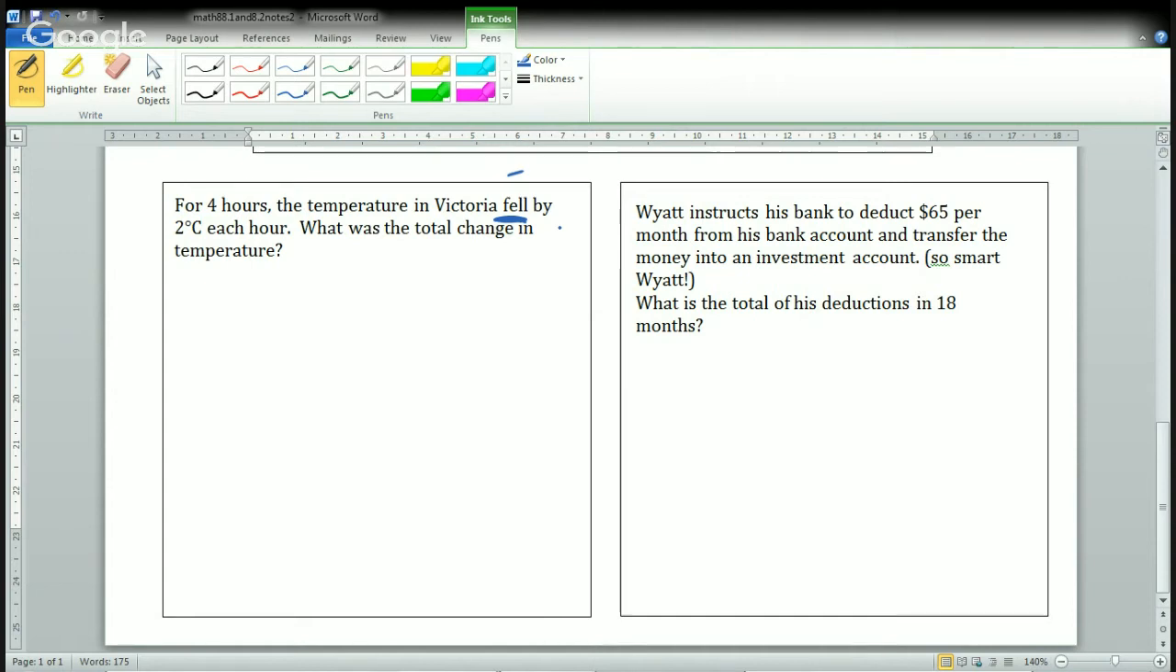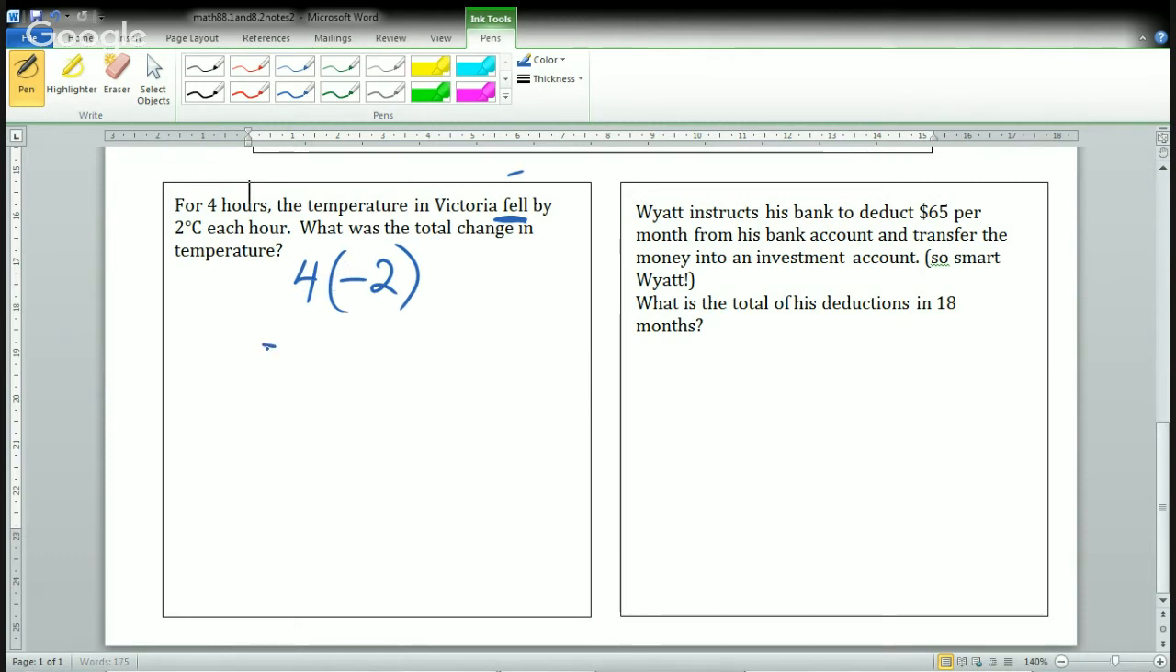We're decreasing. And for 4 hours, so that's -2, and I'm going to do that 4 times. So I could think about it like -2 plus -2 plus -2 plus -2. But another way to go through that, probably a little bit more mathematical, is 4 times -2. Remember, those brackets need to multiply. There's no sign in between.